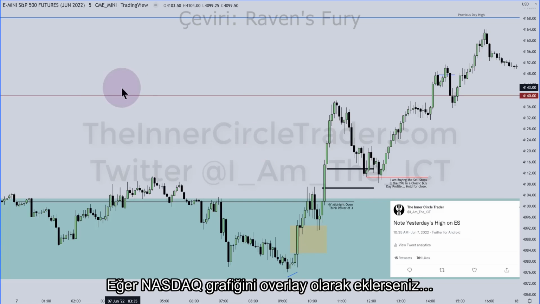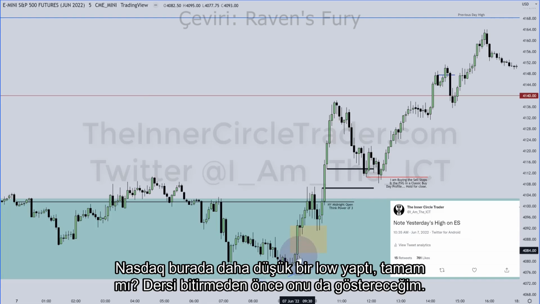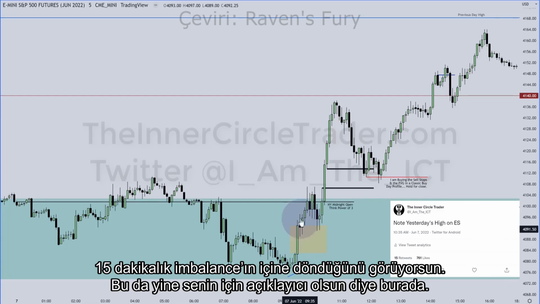Well, if you go and add your NASDAQ chart overlay, you'll see that this is a divergence. So even the S&P was relatively stronger than that of the NASDAQ. NASDAQ made a lower low here, okay? And I'll show you that before I close the lecture out. But for now, this is that 5-minute chart returning back into that 15-minute imbalance. So that's there for your edification as well.